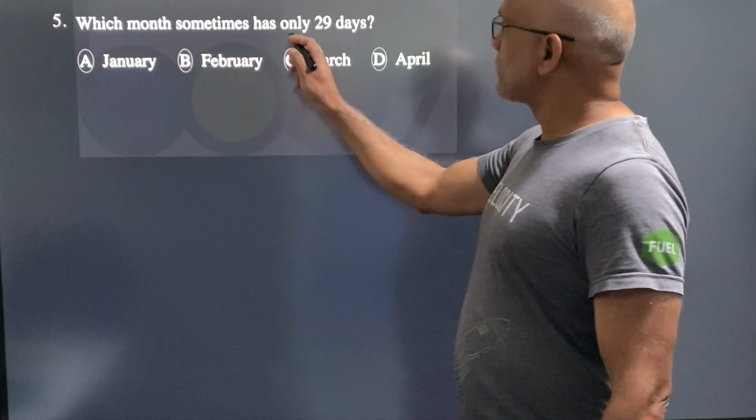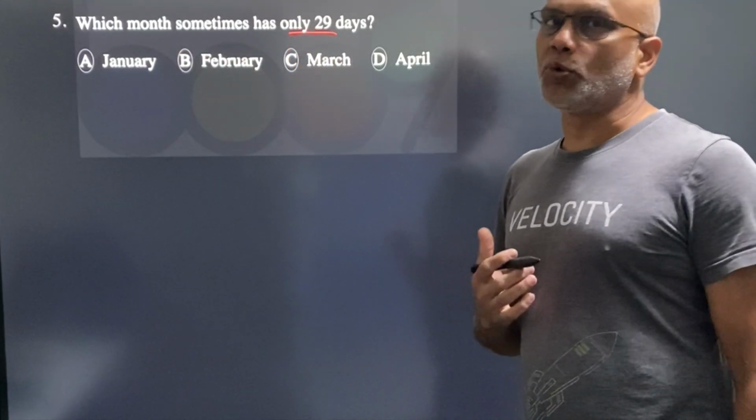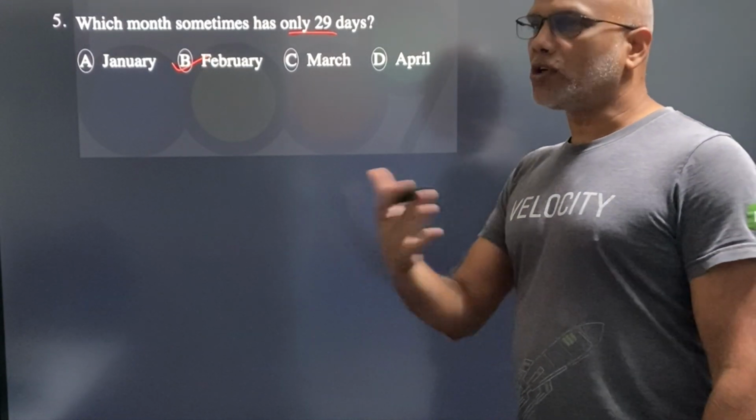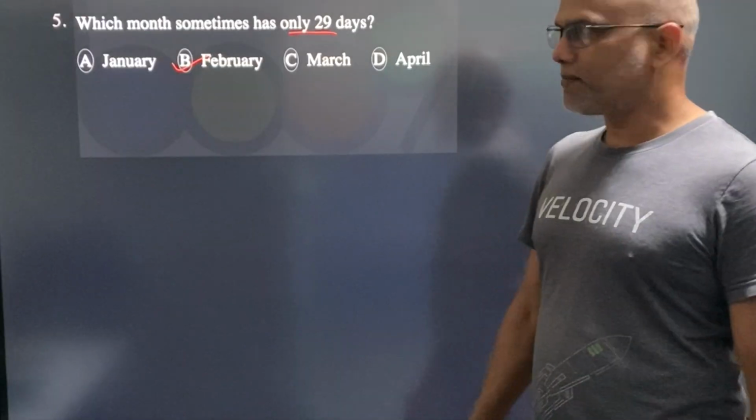Which month sometimes has only 29 days? So this is something we should know. February has either 28 or 29 days. The other months have 30 or 31 days.